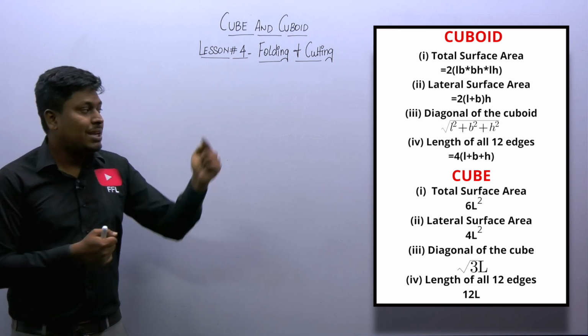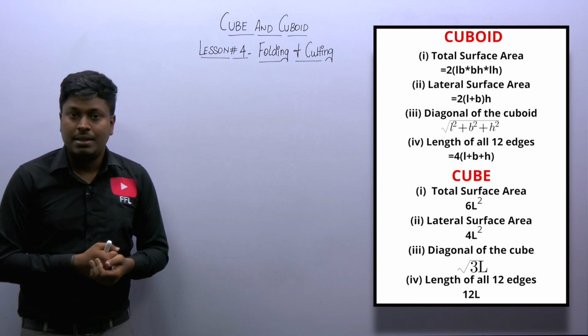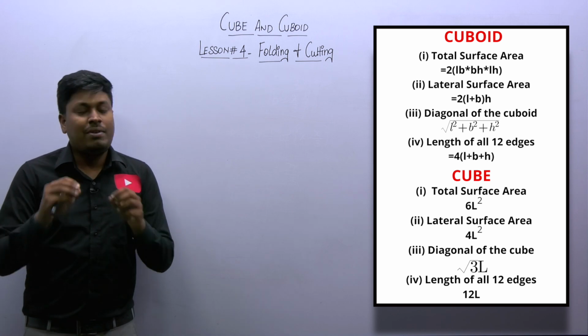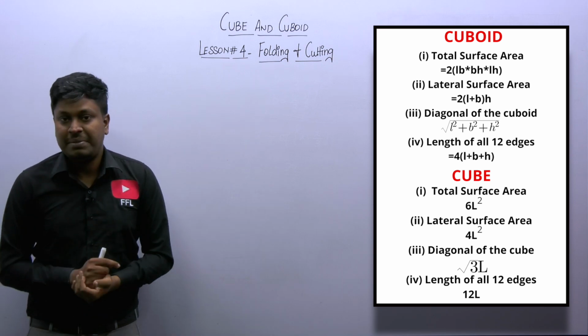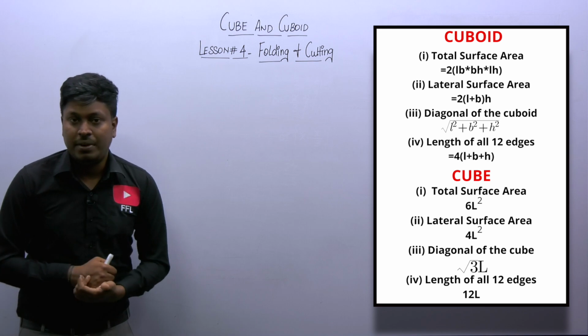So before solving all those questions, you have to know the formulas that I have already taught you. For cube, totally we have 4 formulas, and for cuboid, totally we have 4 formulas. So try to learn all these formulas by heart. Once you do, solving all the questions after knowing these concepts will be very, very simple. So now let me move on to the questions based on cutting and folding.